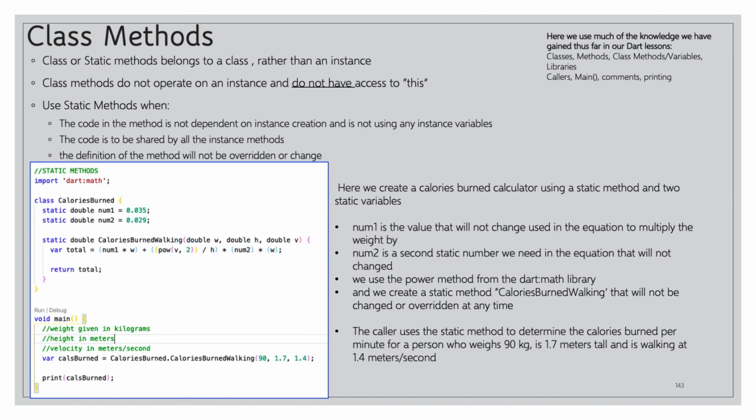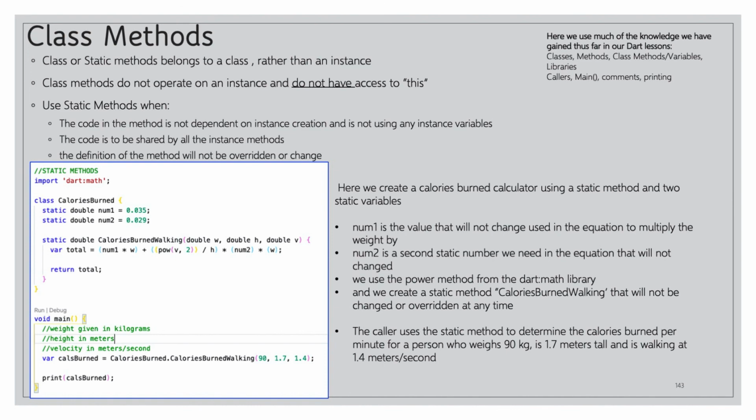So class or static methods belong to a class rather than the instance, just like the static variable. Class methods do not operate on an instance and don't have access to the this keyword. Use static methods when the code in the method is not dependent on instance creation and is not using any instance variables. Number one. Number two, the code is to be shared by all the instance methods. Number three, the definition of the method will not be overridden or changed. Okay, so those are the three conditions under which you should use static methods.